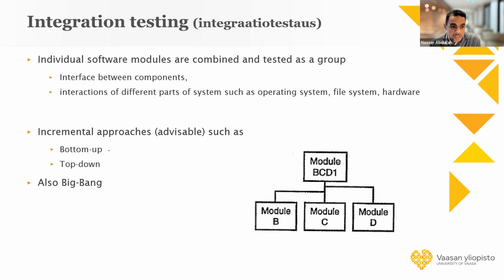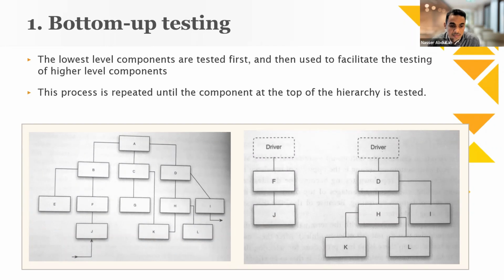We have different types of integration testing: bottom-up testing, top-down testing, and also big bang testing. So what is bottom-up testing? We start testing the low levels. For example, we can start testing the last level, which is J, K, L. If we need any component from the high level, we have to create a driver unit to test the other unit.